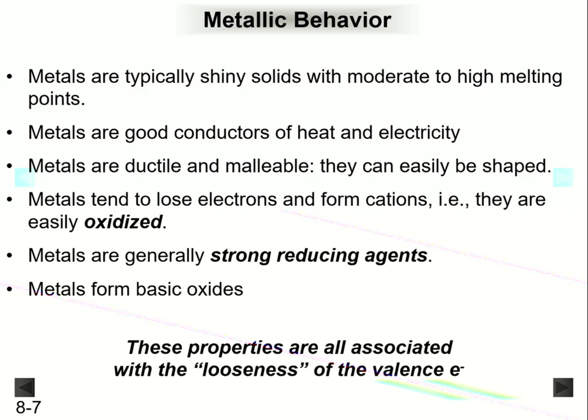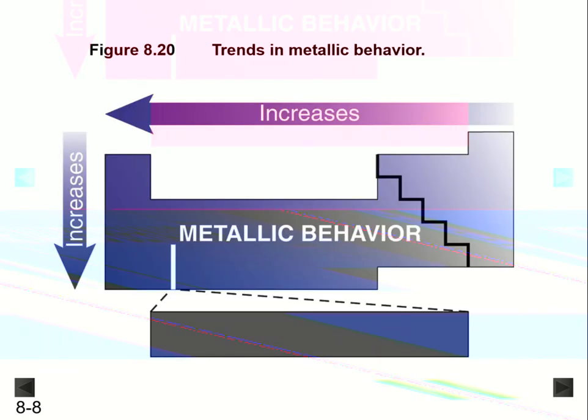And all of these properties are associated with the looseness of the valence electron. So the looseness, the ease of ionization, or the ease of removal, or the ease with which it can be moved around. And so the looser or lower ionization energy elements tend to be more metallic. And in fact, we see this. So we can look at our periodic table. The most metallic elements are the lower alkali metals. They tend to be the most stretchy elements.